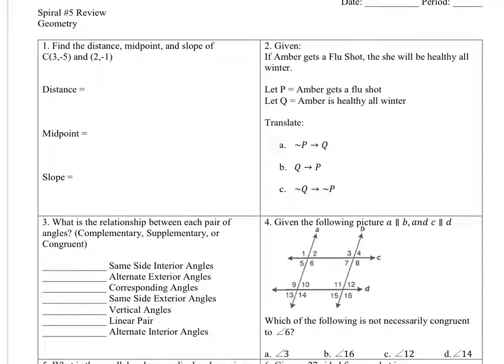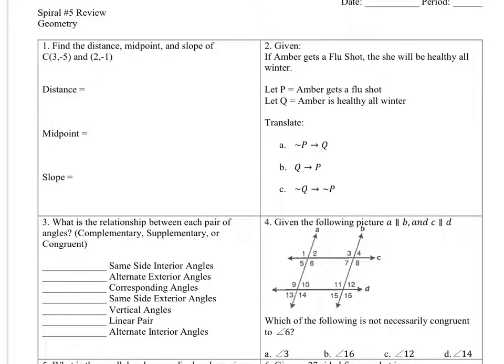Today you're going to be taking your Spiral 5 mini quiz, so I wanted to make sure that we went over some of these problems together. So if we just look over at number 1, find the distance, midpoint, and slope. I really hope everybody's okay with distance, midpoint, and slope.